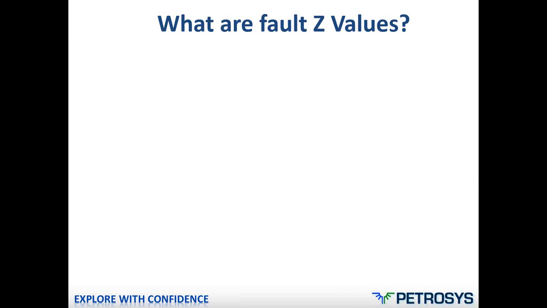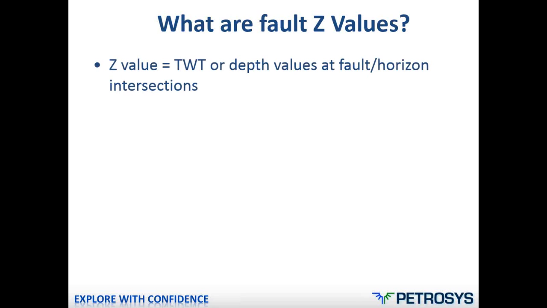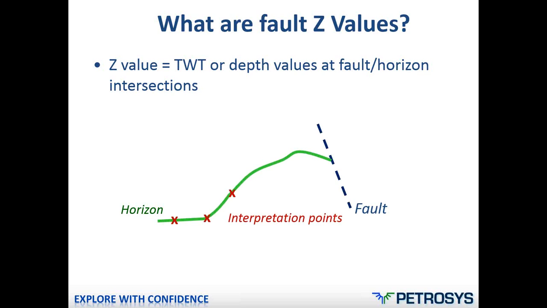So the next method now is gridding with fault Z values. What are fault Z values, first of all? They are two-way time or depth values at the areas where the fault and horizon intersect. So in the cross-section it looks something like this. We have a horizon, and we have a fault, and we have interpretation points along the horizon. And as the last interpretation point falls somewhere here, if we have no Z values on the fault, the algorithm will extrapolate from the last point towards the fault. If we have Z values on the fault, it will tie nicely this horizon with the fault. So we have a more accurate surface in the proximity of the fault.